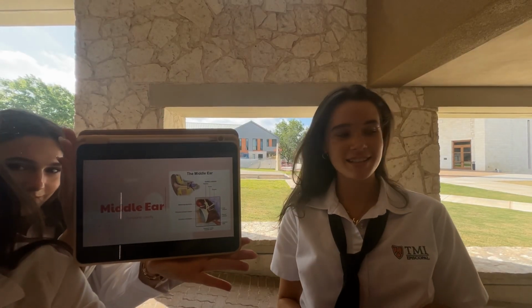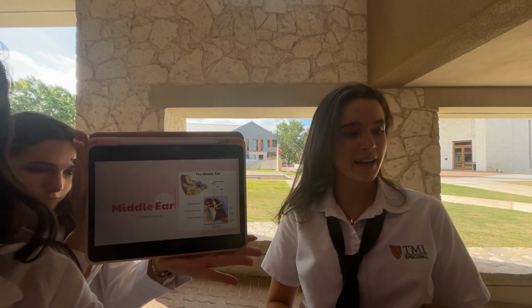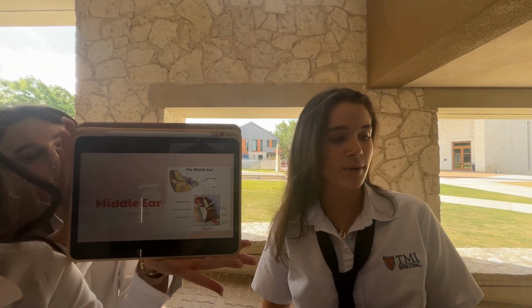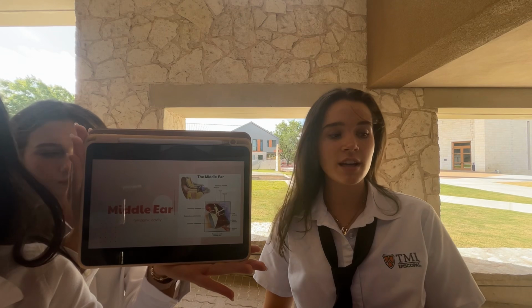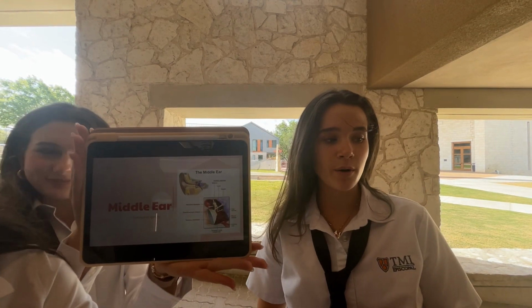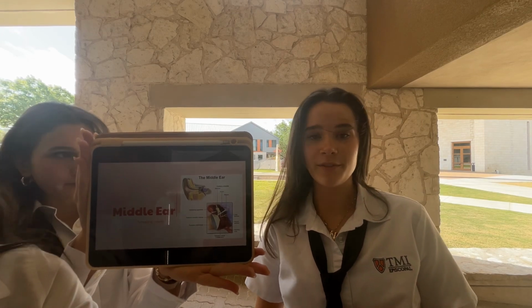The middle ear consists of the tympanic membrane, which is the eardrum. The eardrum is a thin, cone-shaped membrane that vibrates in response to incoming sound waves, converting them into mechanical movements. The ossicles are three tiny bones that form a chain to transmit and amplify vibrations.